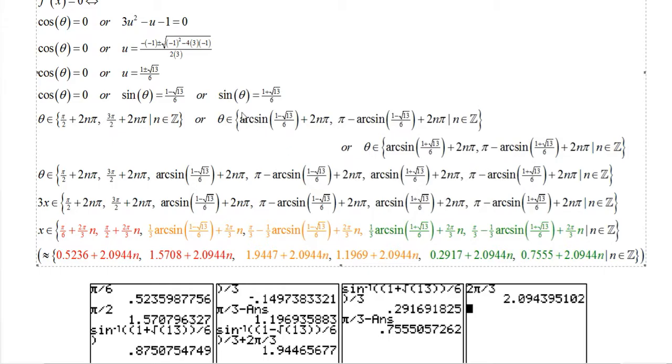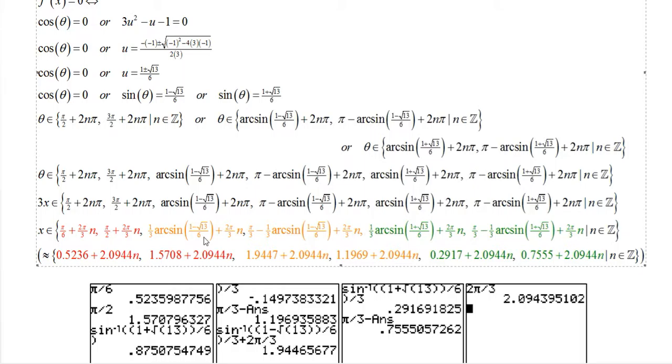The two green ones will make sine of theta (1 plus square root of 13) over 6. The two orange ones make sine of theta (1 minus square root of 13) over 6. And the red one will make cosine of theta equal to 0. Now we know basically what x is, and we have exact values for everything. Some of them are fairly nice, like pi over 6, but some of them, to say exactly, you have to use an arc sine or arc cosine or arc tangent function. I used an arc sine or inverse sine function here.